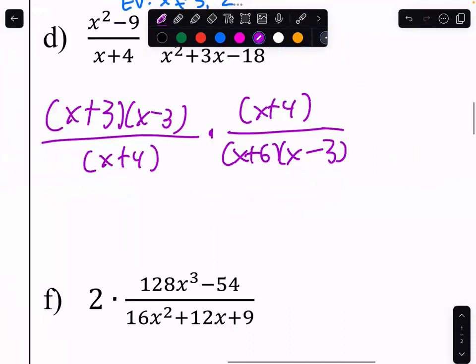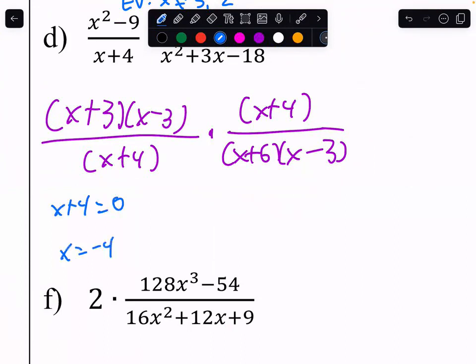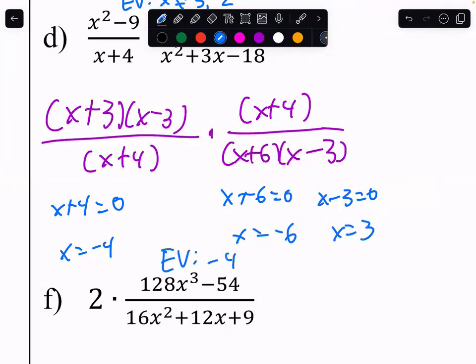So for the excluded values, there's 3 different factors that could potentially turn into zeros. X plus 4 leads to negative 4. X plus 6 leads to negative 6. And x minus 3 leads to positive 3. So there's 3 excluded values for this problem. Sorry, don't forget to state the variable.